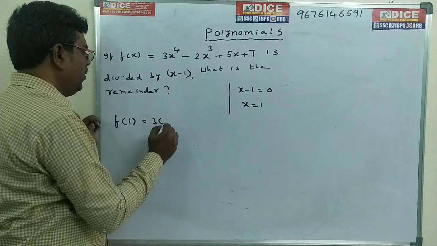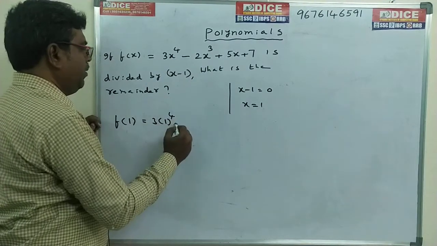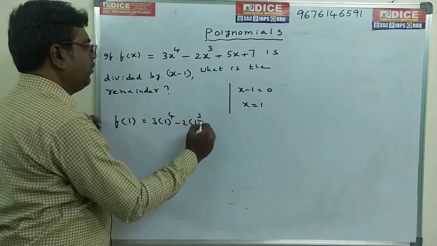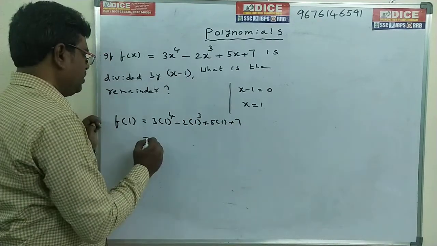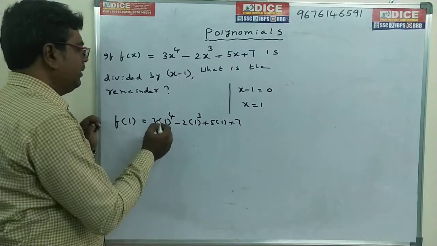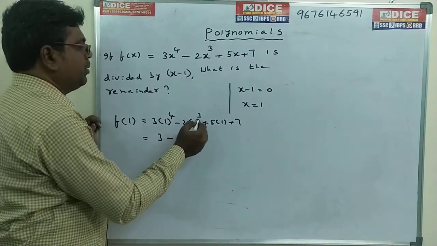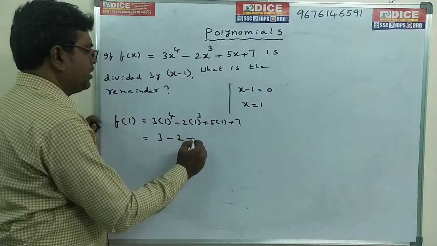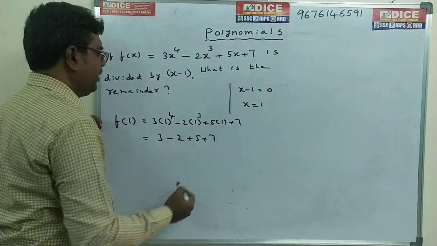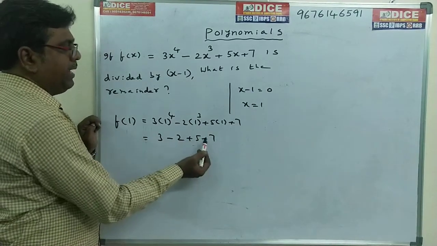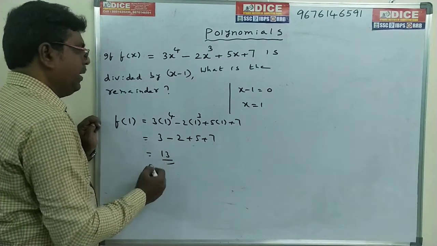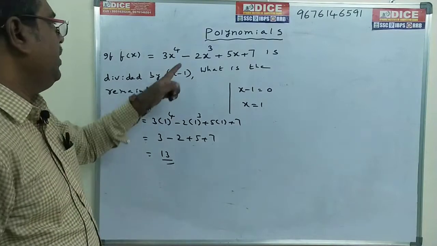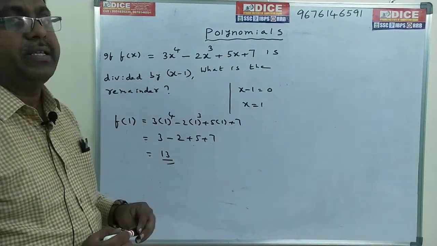3 into 1 to the power of 4 minus 2 into 1 to the power of 3 plus 5 into 1 plus 7. So 1 to the power of anything means 1 only. So 3 into 1 is 3, minus 2, plus 5, plus 7. So what is the value? 7 plus 3 is 10, 10 plus 5 is 15, 15 minus 2 is 13. So for this function, if you divide with x minus 1, the remainder is 13.